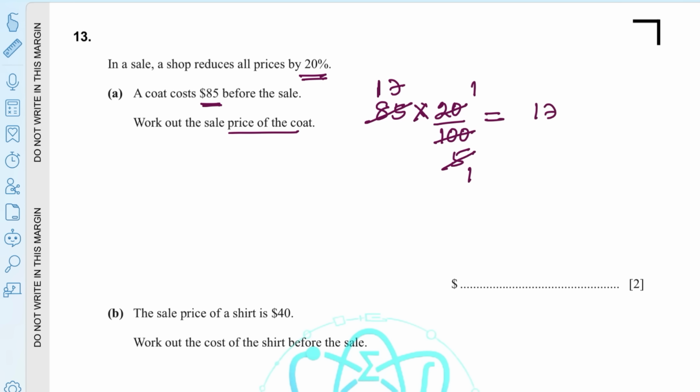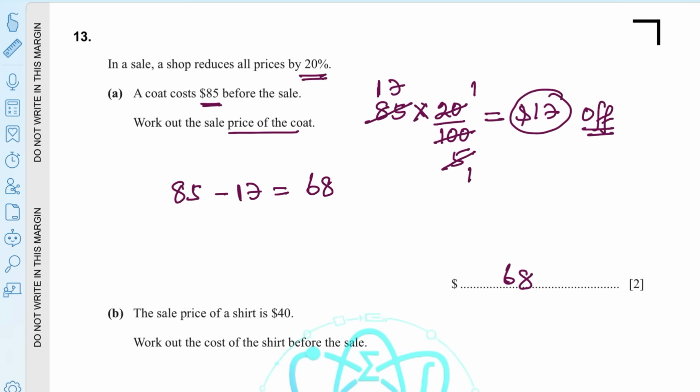So we got $17 off. Off means you have to subtract this. So 85 was the cost, the real price. You got a reduction of 17. If you subtract this, you will get $68. Did you get it, everyone?